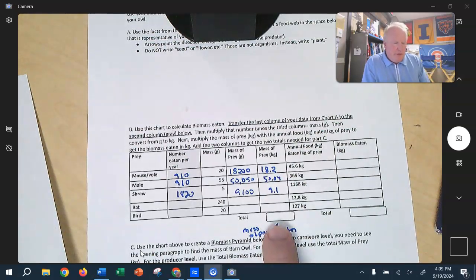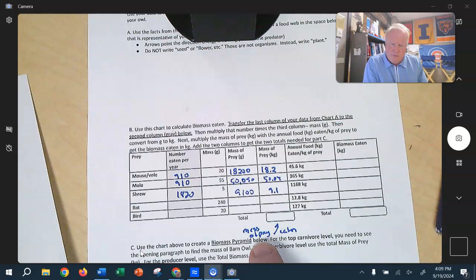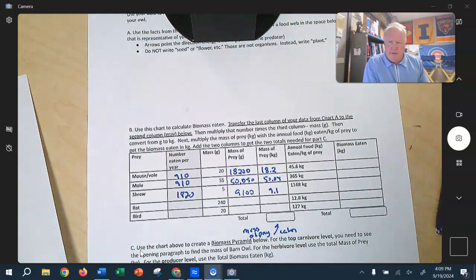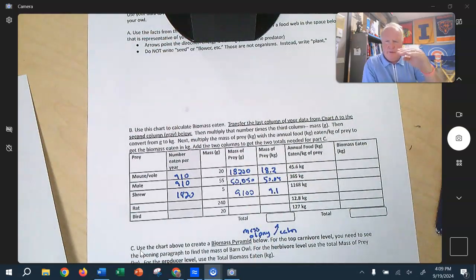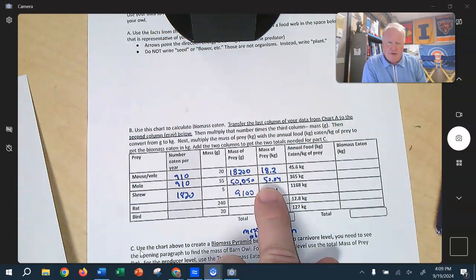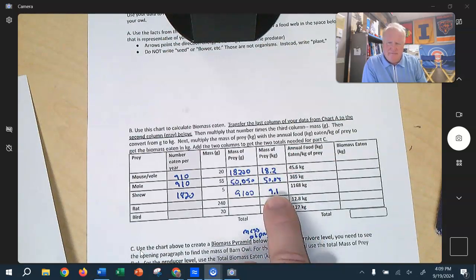So you guys all should add those up and get that number. That's the total mass of prey for that owl. Okay, so that's our top level eating. So now we want to go down one level in the food chain or the food pyramid, and we want to know, well, how much biomass did these guys eat?